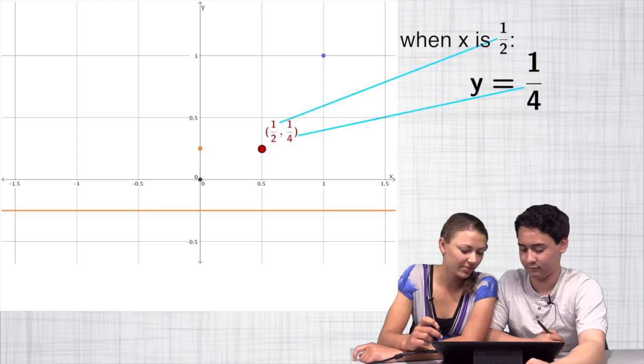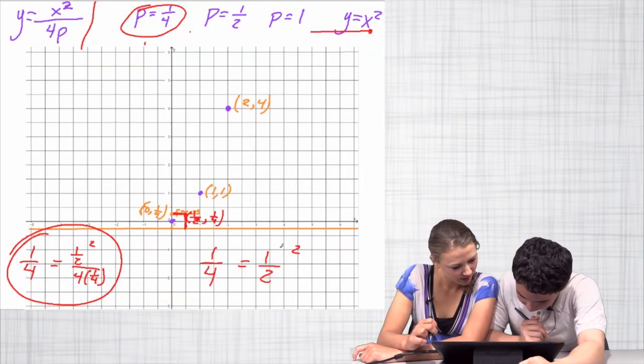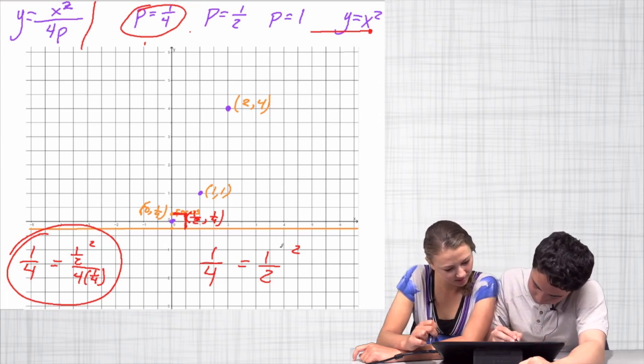Next, Sasha and Keoni complete the graph of the parabola. So why don't you just go ahead and finish plotting enough points so that you can fill in your parabola. You can get the shape of it.